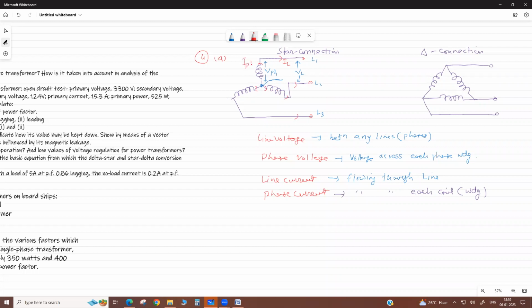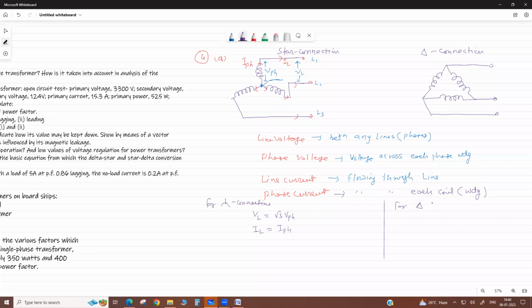This is phase current. So actually for this star, line voltage is √3 times phase voltage. Okay, correct. But line current equals phase current only. This is for star connection, balanced star connection.